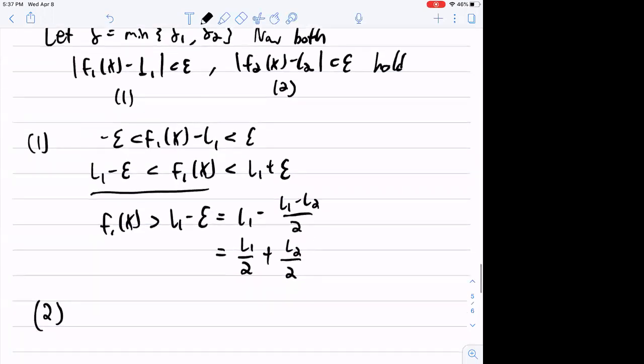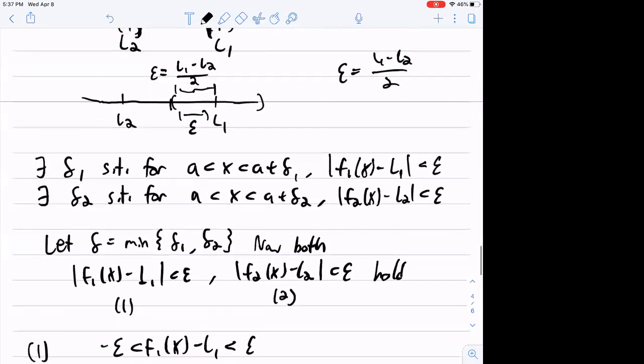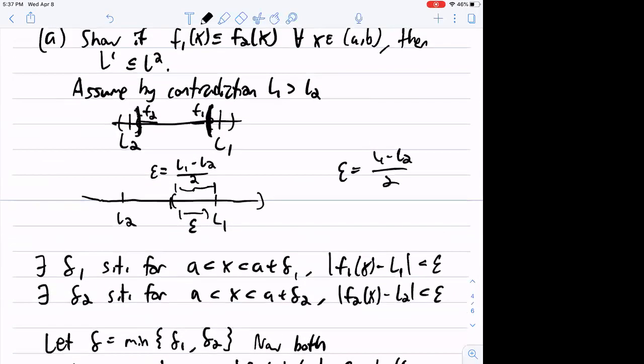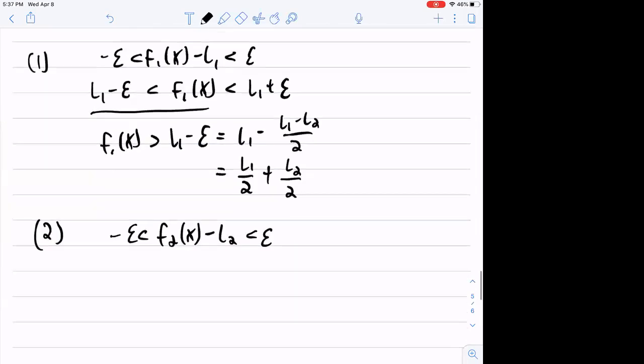From 2 we have F2 of x minus L2 is less than epsilon, bigger than negative epsilon. So again, we want to find the bigger bound, right? So we want the right side. So here I just write this first: L2 plus epsilon, L2 minus epsilon.